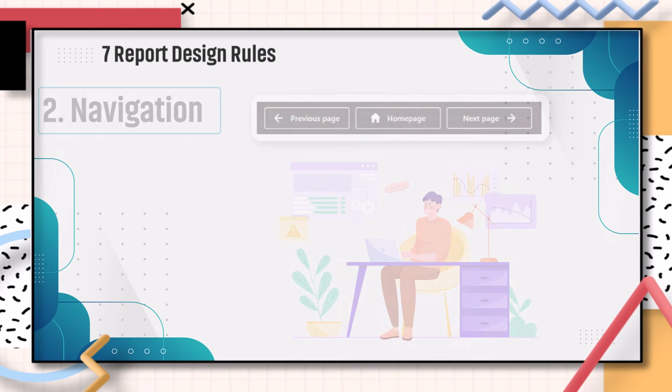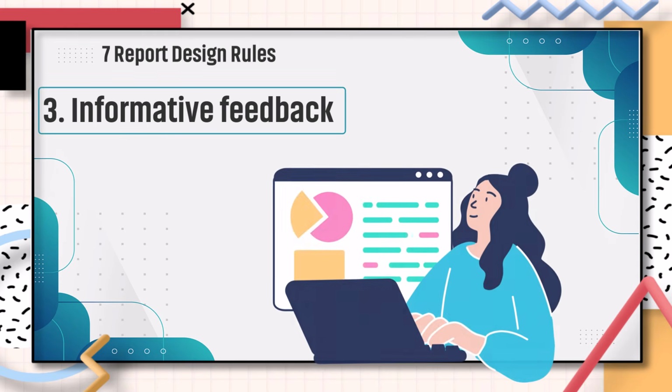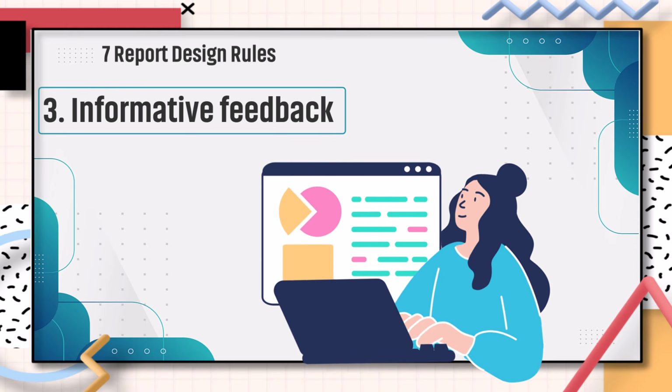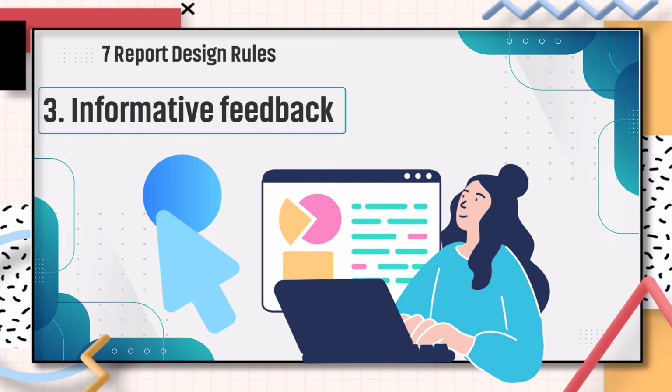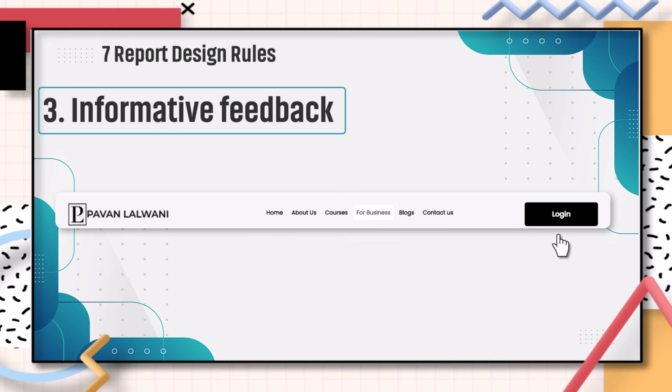Next up is informative feedback. Informative feedback provides the user with an immediate understanding of what they're about to do, for example, if something is clickable. Think about a button on a website. It always has a hover effect when you move your mouse over it. This lets you know that the button is clickable. You can use this in your dashboard as well.